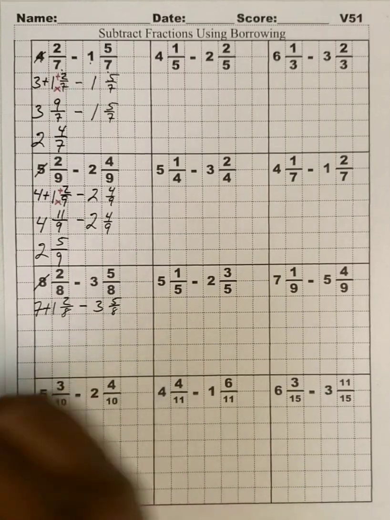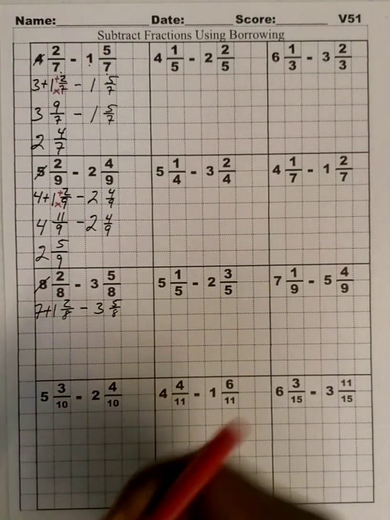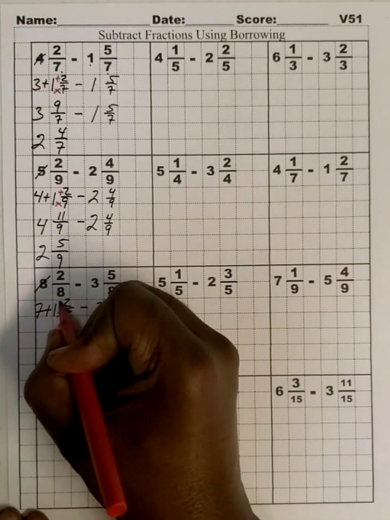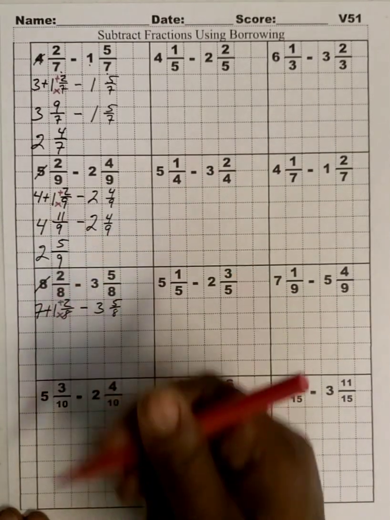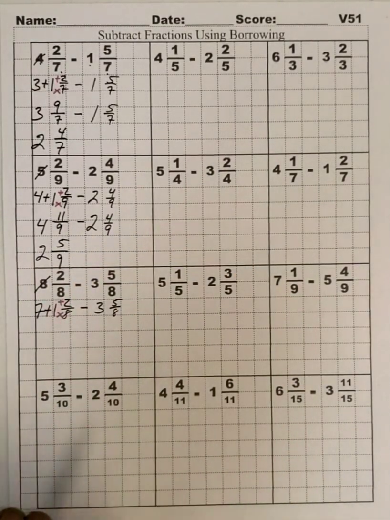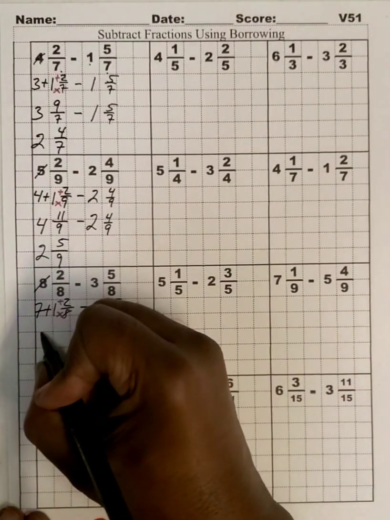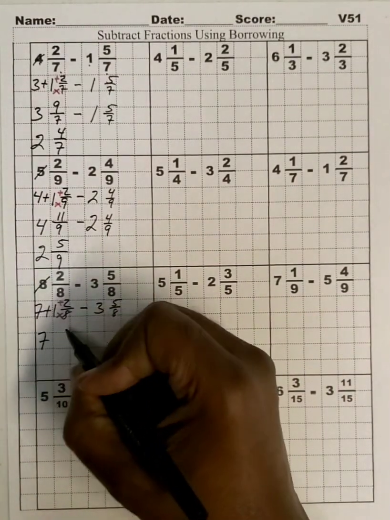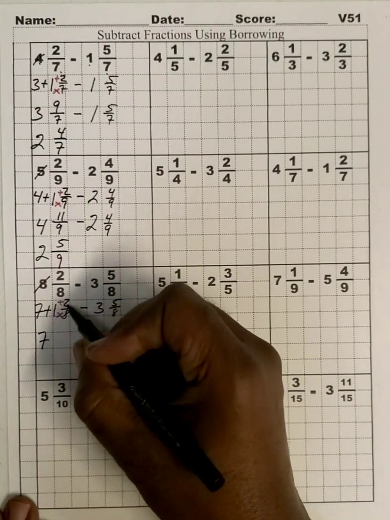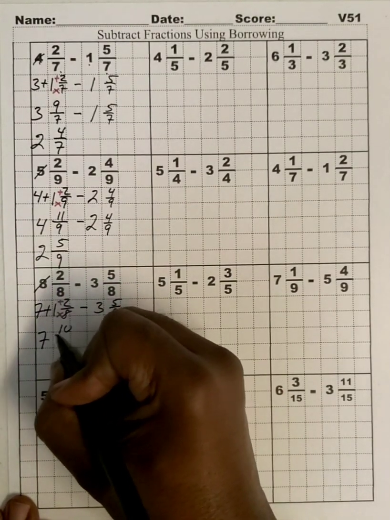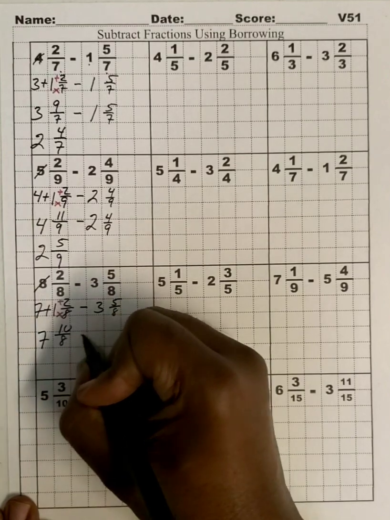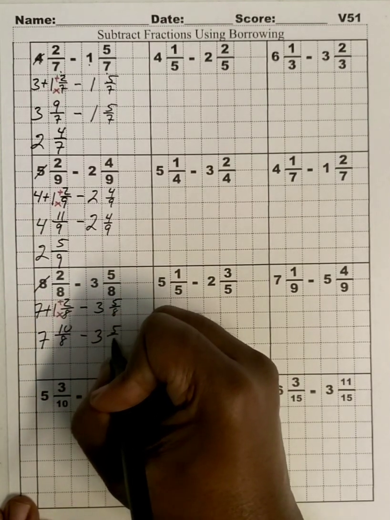Okay, now we're going to multiply and add here. We're actually turning the 2 eighths into an improper fraction to get the numerator to be larger. So the 7 comes down. 8 times 1 is 8. Plus 2 more is 10. So we have a 10 over 8 now, minus a 3 and 5 eighths.